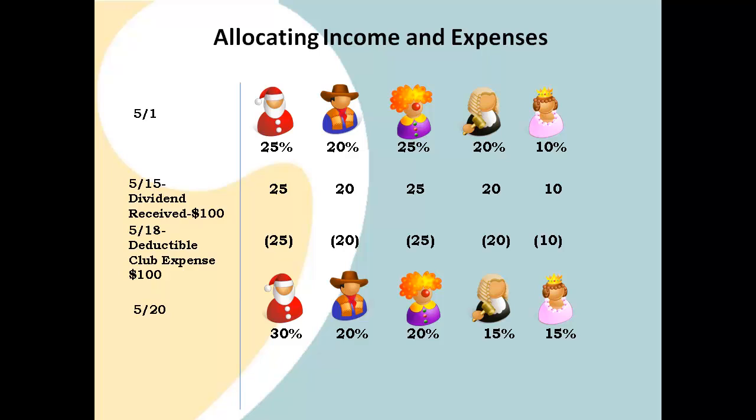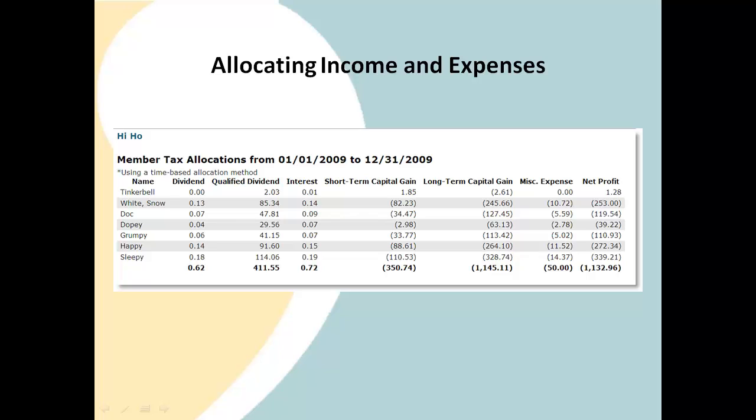Now suppose on May 20th, some of the members' ownership percentages changed. This might happen if, for example, member payments for some of them but not others were recorded. Then on May 26th, the club received another $100 dividend. It would now be allocated based on these new ownership percentages. At the end of the year, each member's income and expense allocations are tallied up and used to prepare your club taxes. We'll be talking about those in a few minutes.